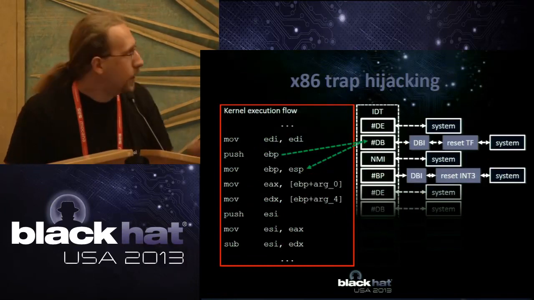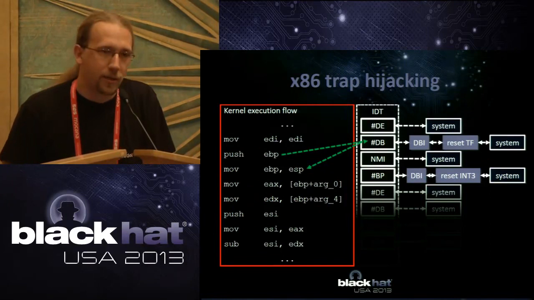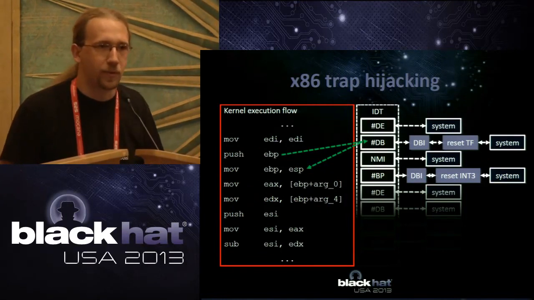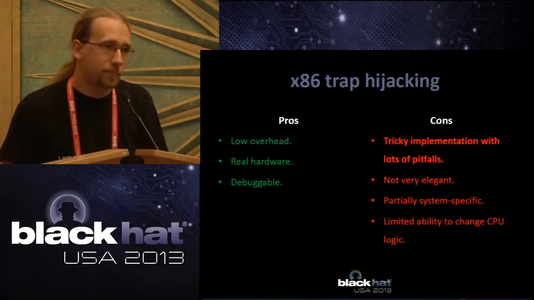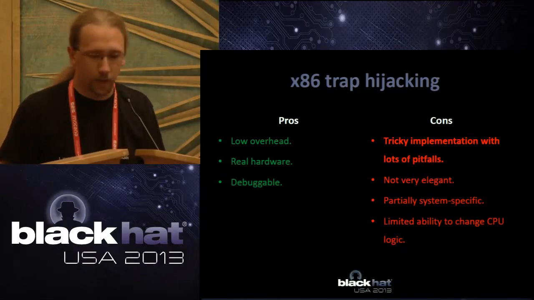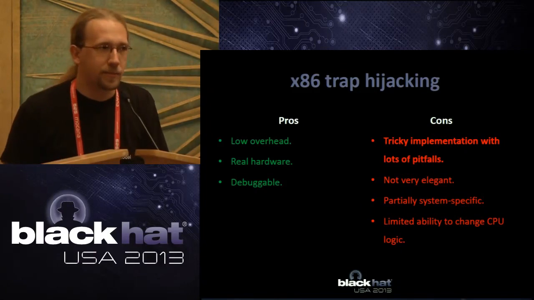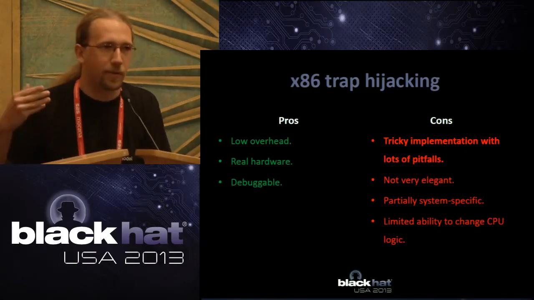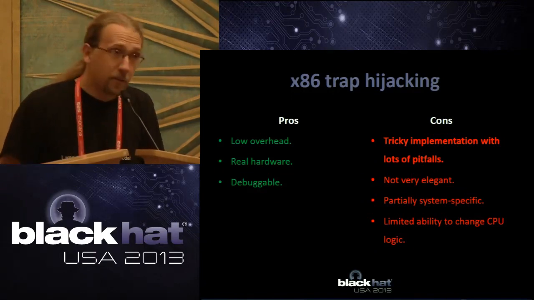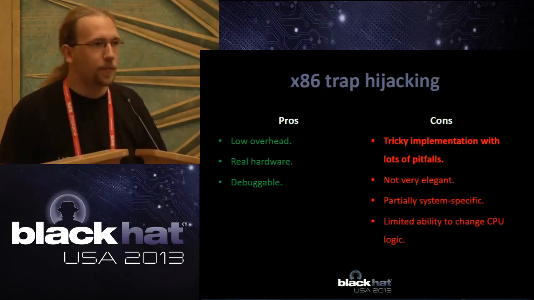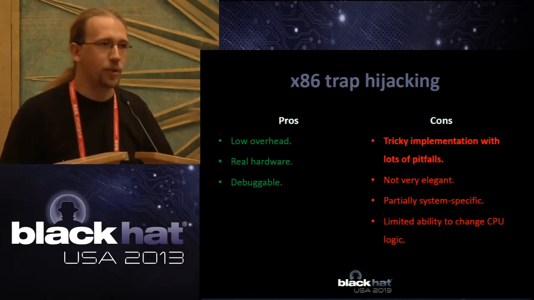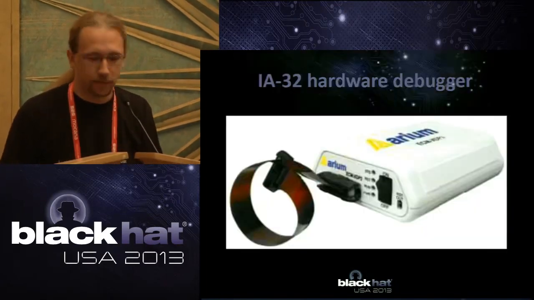Another approach would be using x86 trap hijacking. This is the method that SoftICE used, if you know SoftICE. It has a pretty low overhead. It still allows you to test real hardware, and it's pretty debuggable. However, it also is tricky to implement because if you have ever written an implementation for x86 traps, there are some things you need to handle properly. It might not be very elegant, and it might be a little system specific. And it's also still limited to what the CPU allows you to do, to what traps it actually issues, what exceptions it issues, and what it allows you to set.